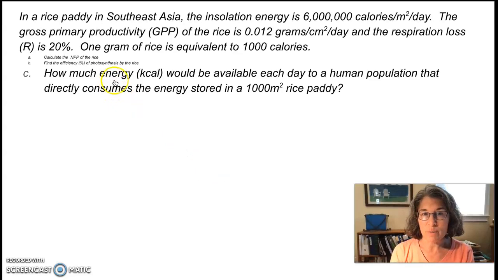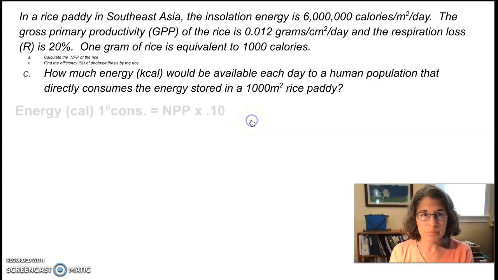And we want to solve how much energy in kilocalories would be available each day to a human population that directly consumes the energy stored in 1,000 meters squared of a rice paddy. So a 1,000 meter by 1,000 meter square of a created wetland.